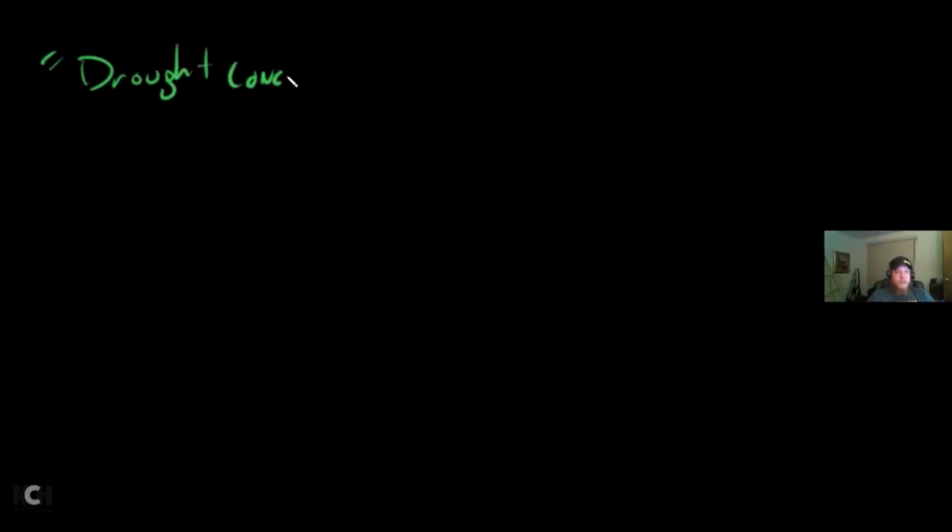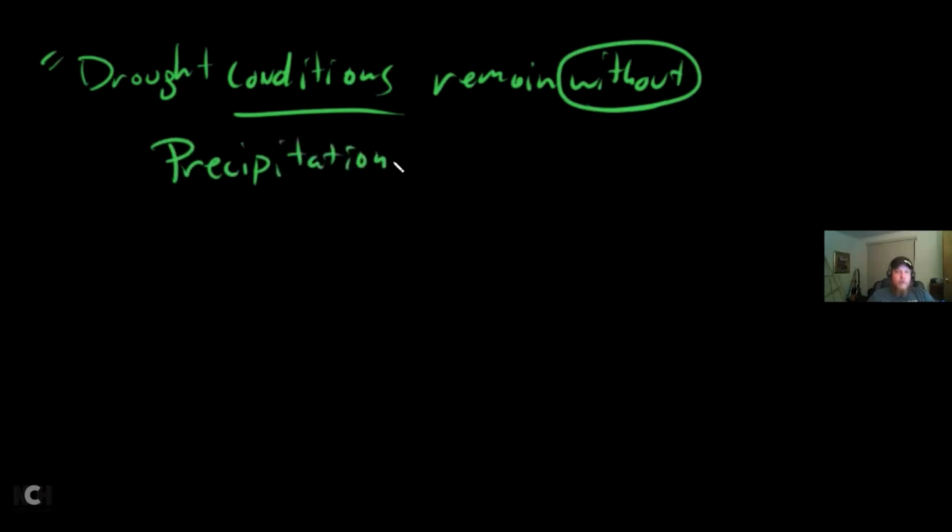This is something you might see in the headline of a newspaper: Drought conditions remain without precipitation. And there, "without" is doing the work of "unless." It means the same thing as unless. So I can replace this with: drought conditions remain unless there's precipitation.